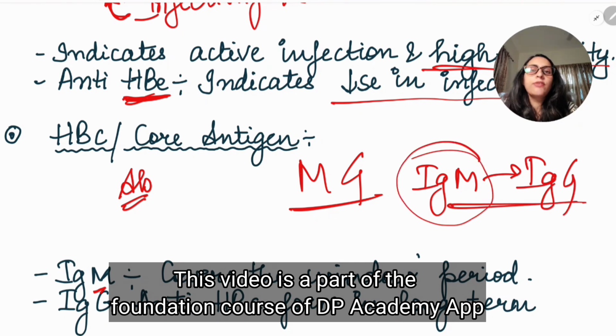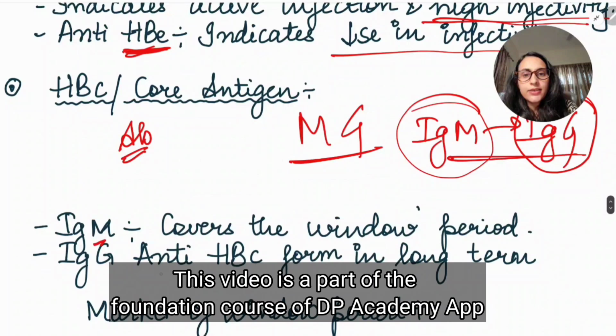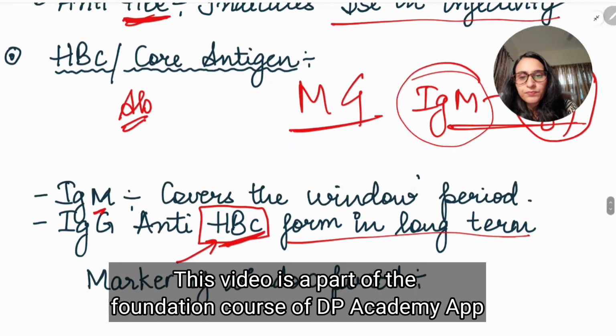Also in the acute hepatitis, you will find IgM. In the chronic hepatitis, you will find IgG. Why? Because IgG, that is anti-HBC, the hepatitis core antibodies, are formed in the long-term period, while in the short term, initially IgM is seen.